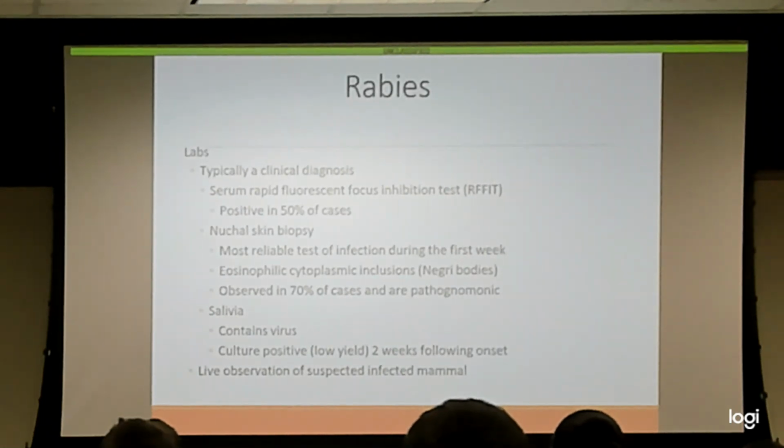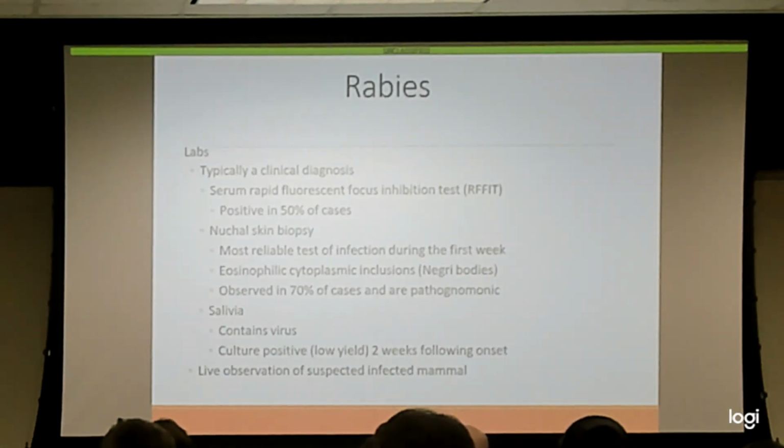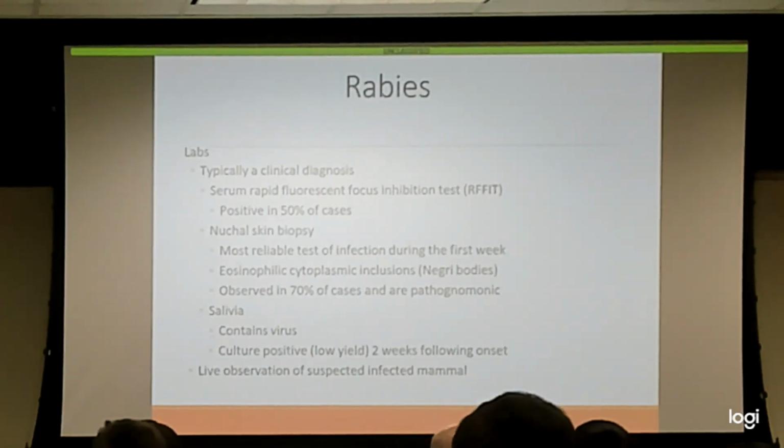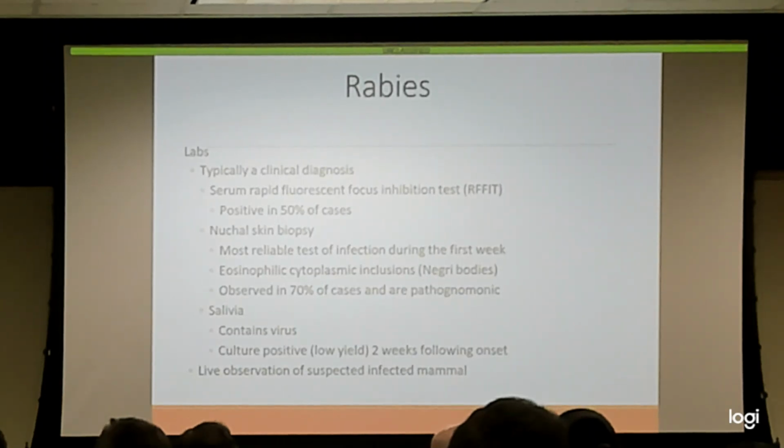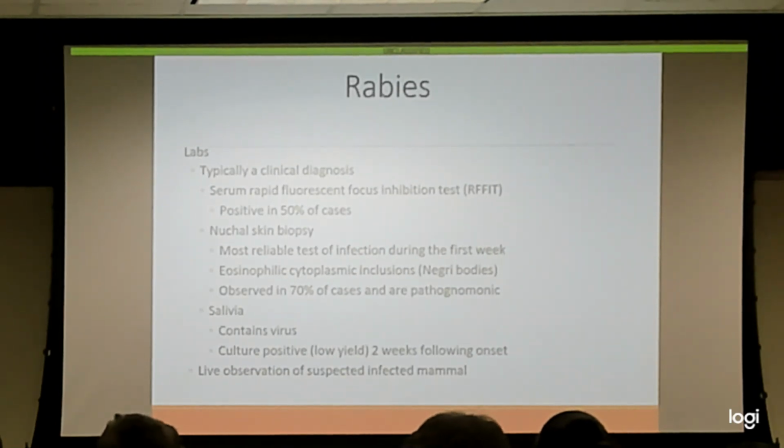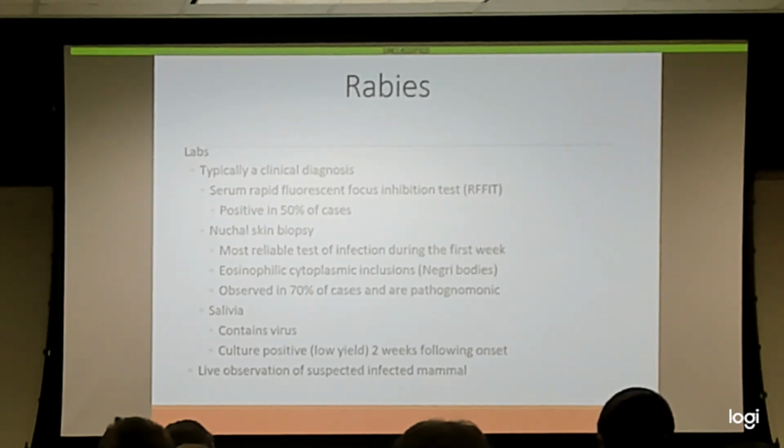You're going to find eosinophilic cytoplasmic inclusions. That's what you're going to find. Those are what we consider negri bodies, okay? And the negri body is really a characteristic of what rabies looks like inside of a nerve cell. Okay, that's what a negri body is. Okay, so need to know that, especially if you're going to look for rabies in the first week.